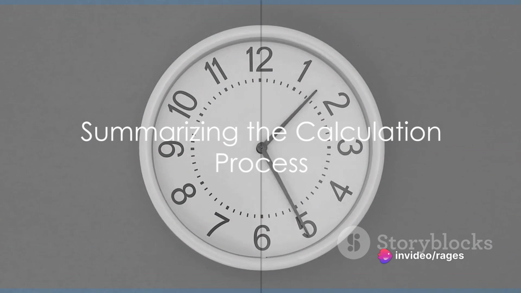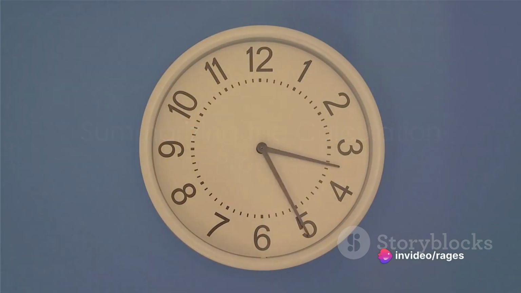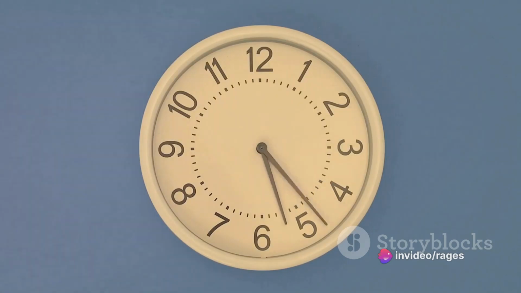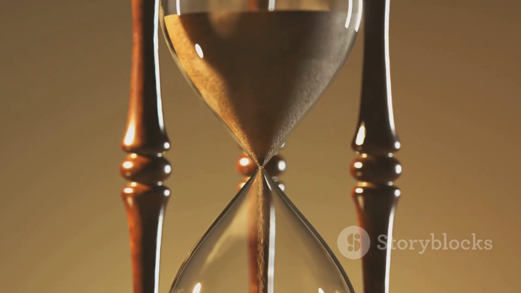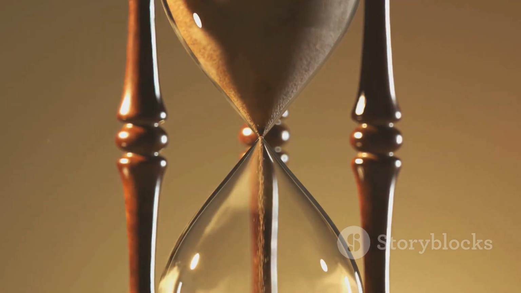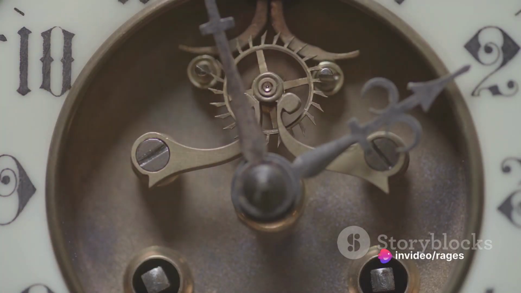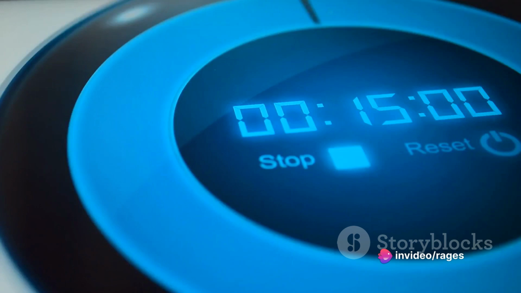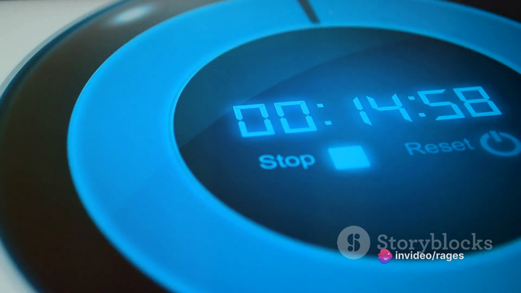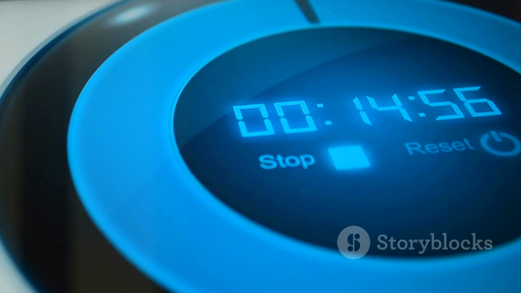So, to summarize, to calculate the time you've lived, you start with the years and multiply by the number of days in a year to get the days. Multiply the days by the hours in a day to get the hours. Multiply the hours by the minutes in an hour to get the minutes. And finally, multiply the minutes by the seconds in a minute to get the seconds.